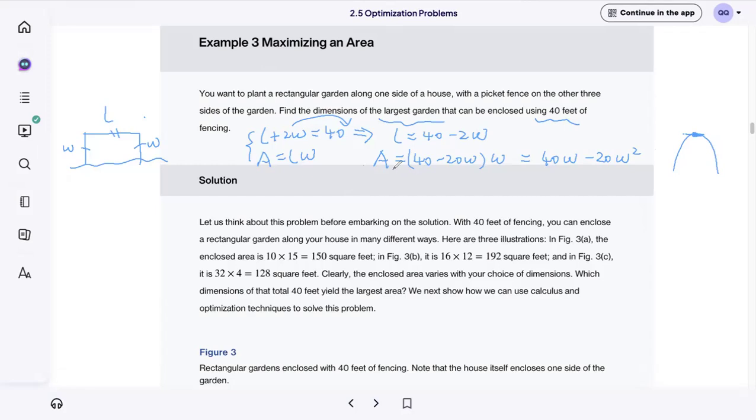So what do we do? This is a function A of W. Right? A of W. So we want to find the derivative of A, then set it to 0 to solve for W. So that's 40 minus 40W. Then we set it to 0. So obviously W equals 1.